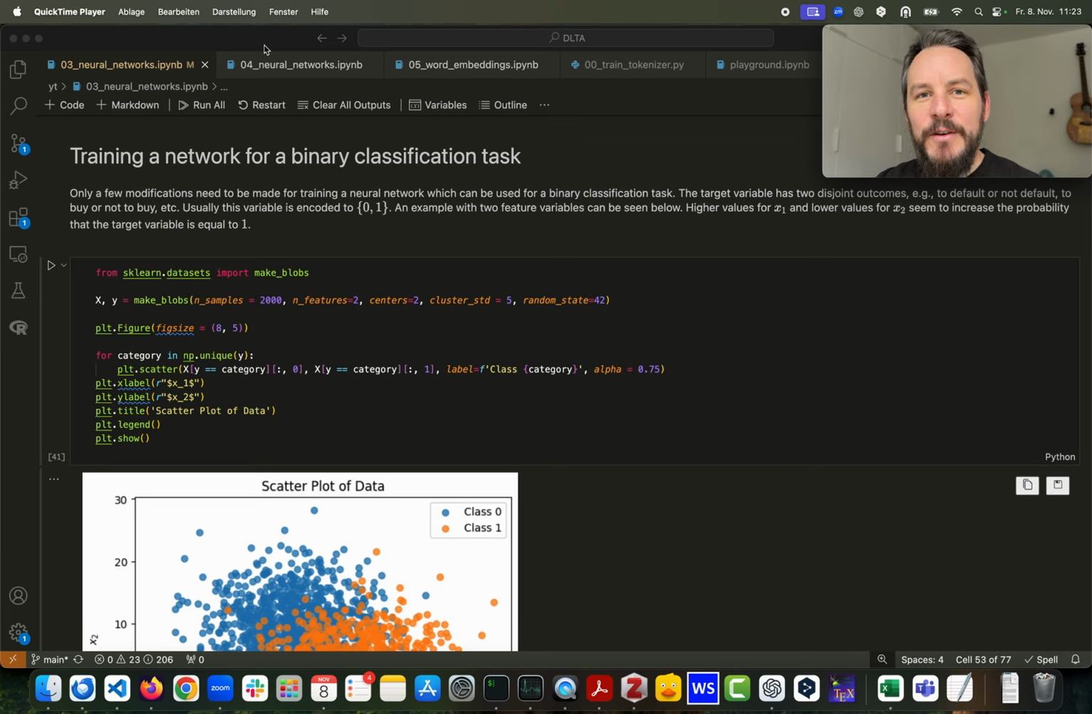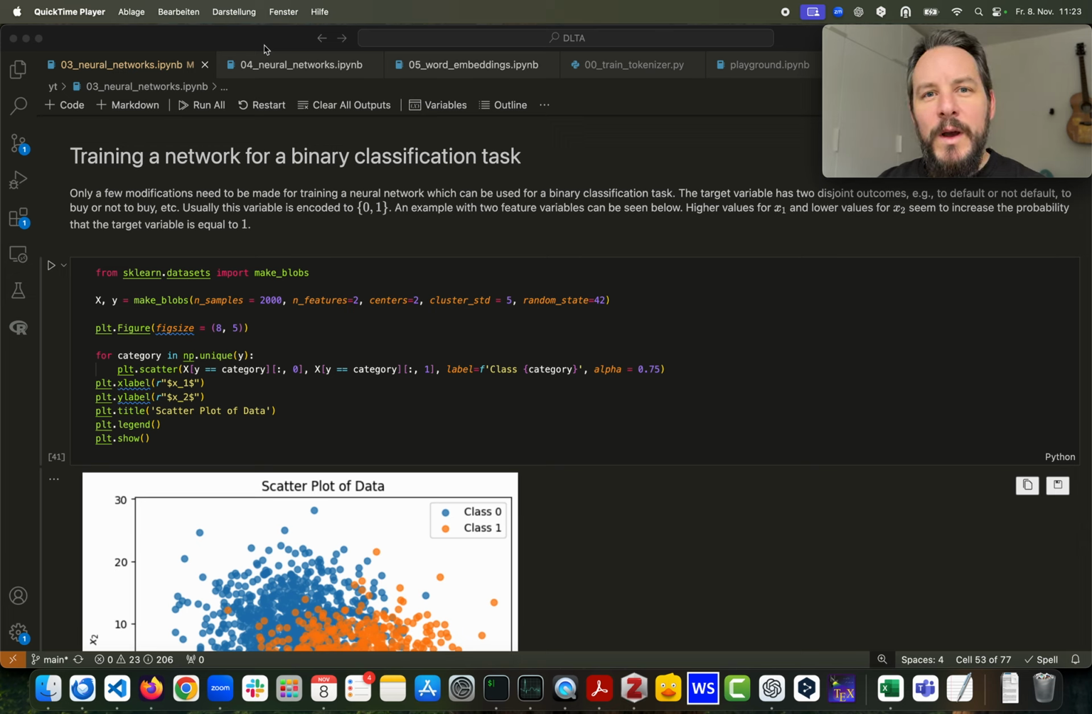Also, we've been taking a look in the last video at how you would estimate a neural network for what is called a regression task. The regression task was a task where your target variable is basically a real valued number. And now in this video, we are going to take a look at the small modifications in comparison to the regression task that we need to make if our target variable is now a categorical variable with two or more categories.